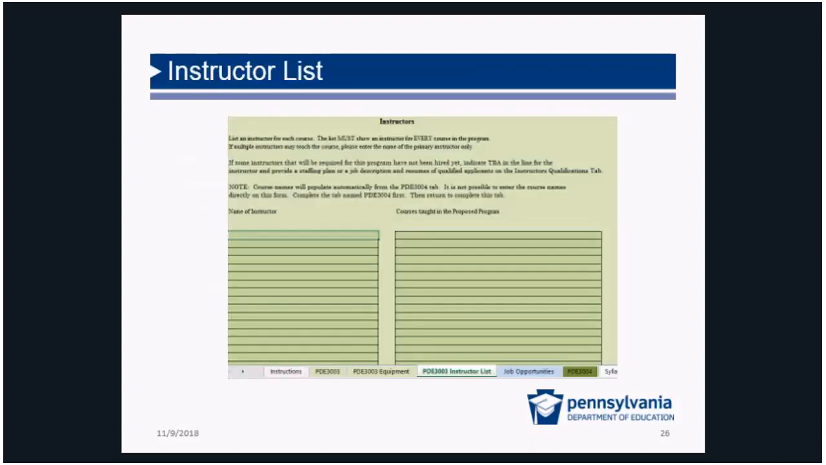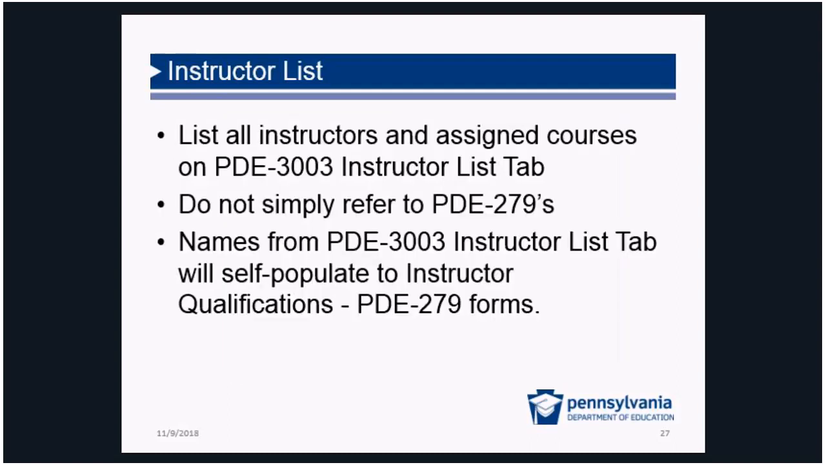You will be asked to enter your instructor names and the courses that each instructor will teach. Please note that you'll have to come back to this tab if you need to change the name of an instructor. Please list each instructor name on this form. Don't refer to the instructor qualification forms. The instructor names will self-populate from this list to the instructor qualification form.